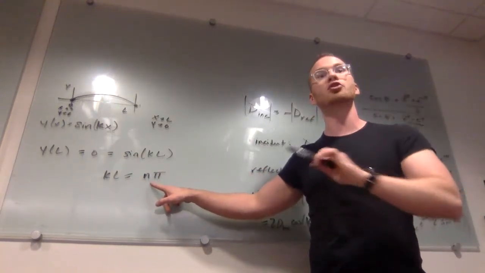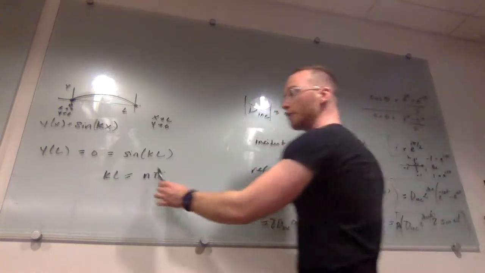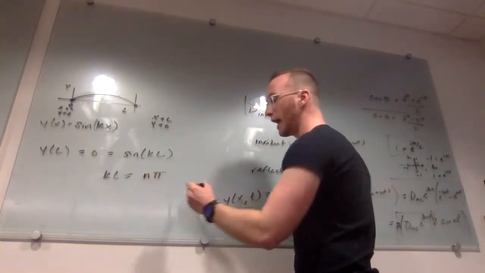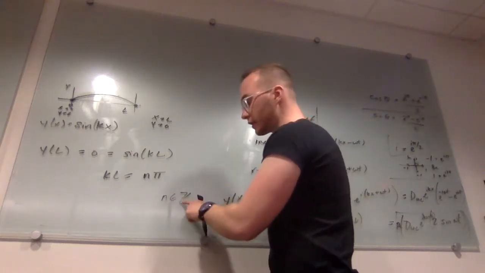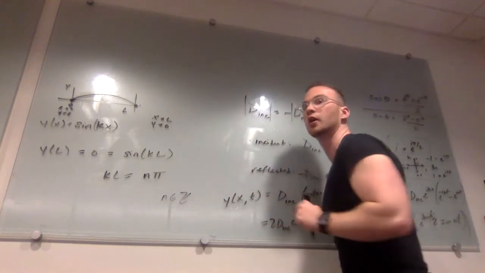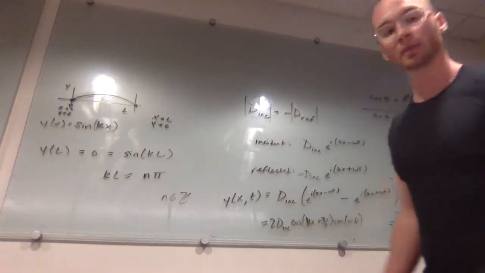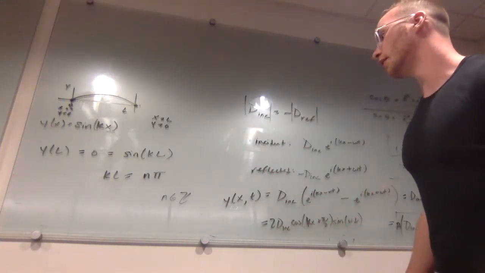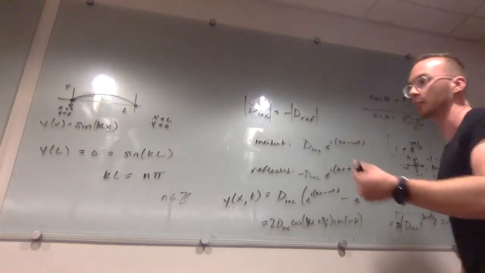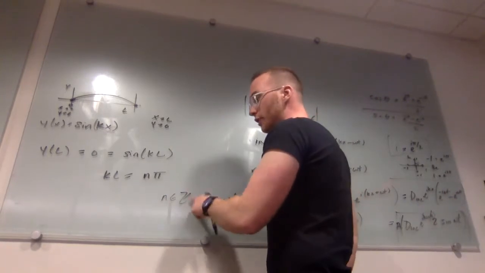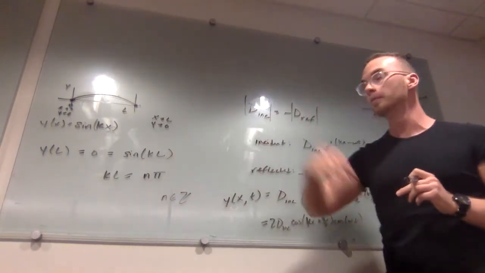All zeros of sine have the argument be something like n pi, where n is an integer. I'll write the funny little thing: this means an element of the integers. Z is the integer in German, or something. You can look it up if you want. It means an integer, positive or negative, and 0 is totally fine because sine of 0 is still 0.